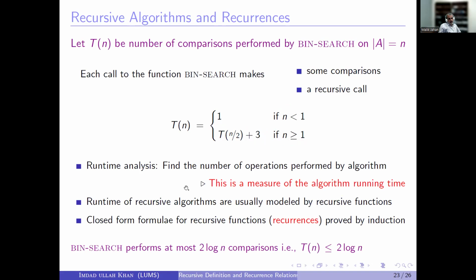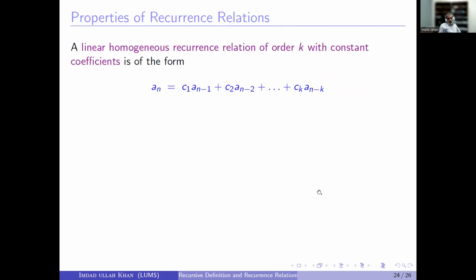Tn over here is essentially representing a recurrence relation notating the number of operations required by binary search. There are some properties of recurrence relations. A linear, homogeneous recurrence relation of order k with constant coefficients is of this form.